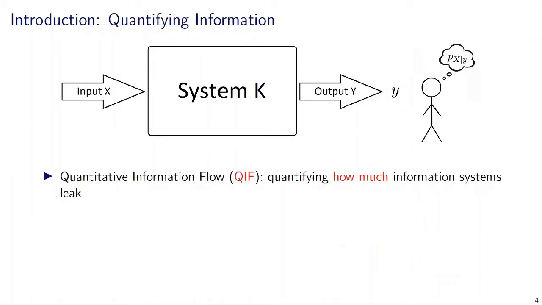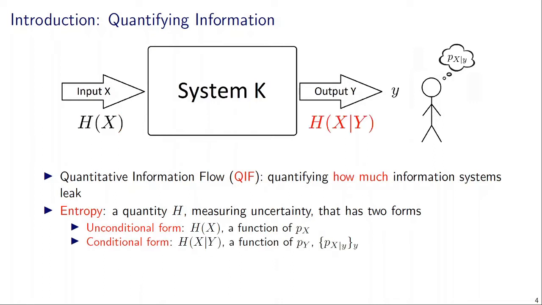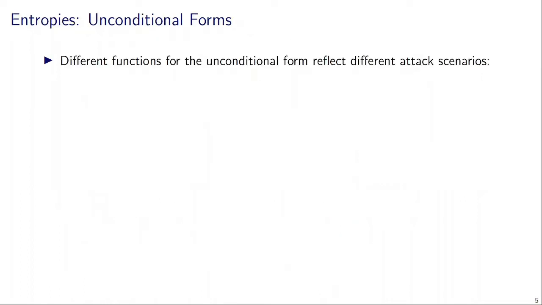Quantitative information flow is the field of research that aims at quantifying how much information systems leak. For that we use entropies. Entropy is a quantity measuring uncertainty about the secret that has two forms: an unconditional form, which measures uncertainty at the input, and a conditional form that measures uncertainty when the output is given. By subtracting the second from the first, we obtain the information leakage.